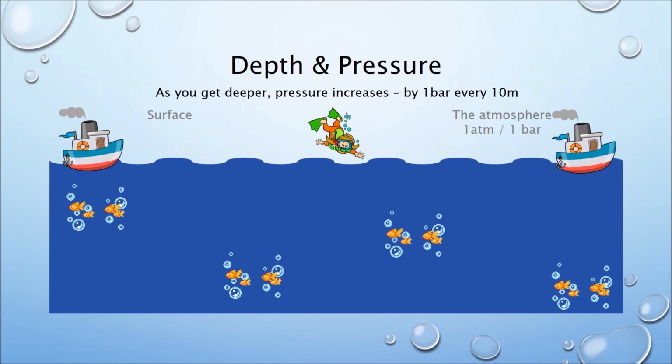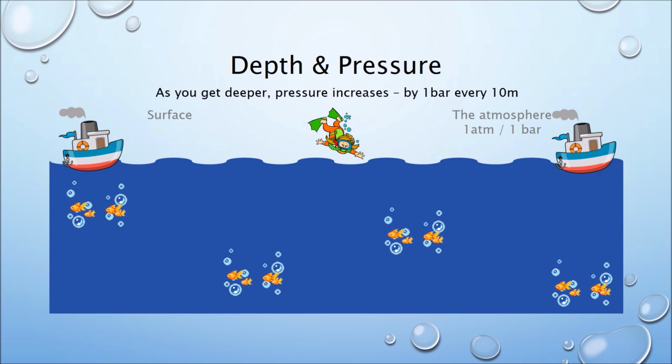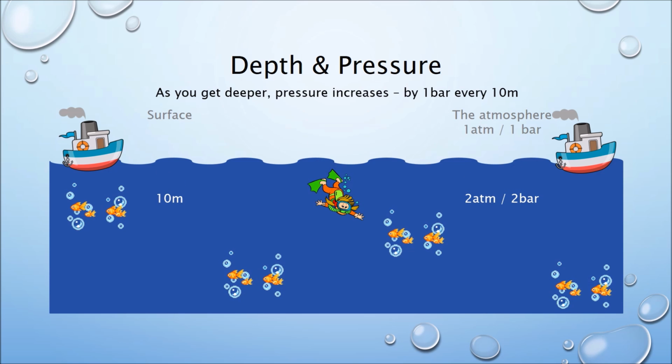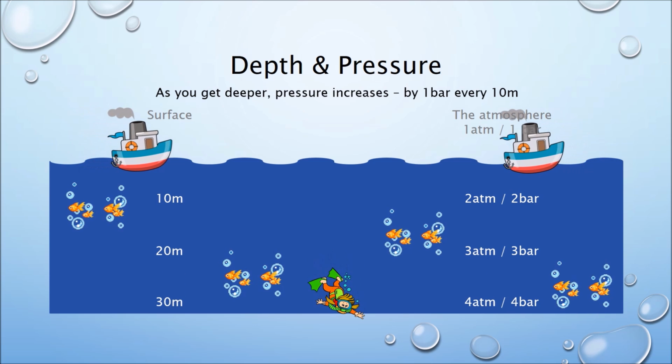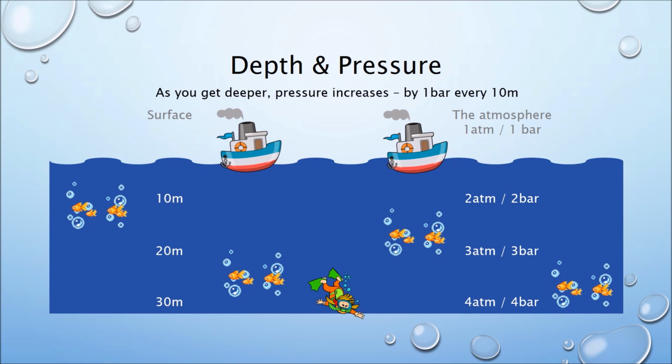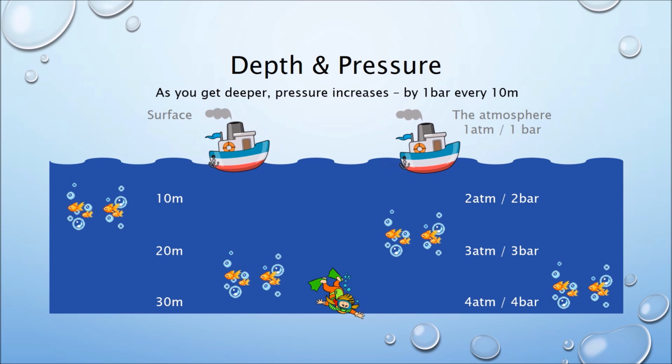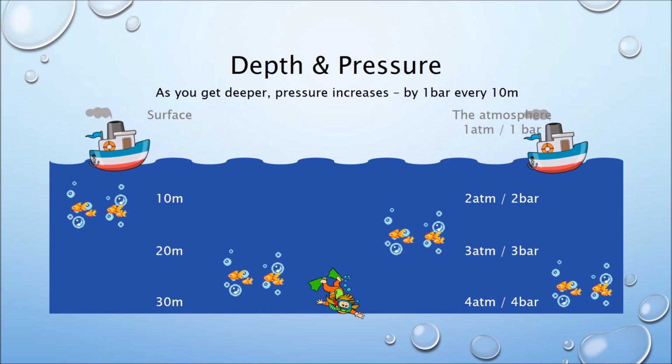I want to start just with a quick reminder of depth and pressure and how it all works. At the surface we've got one atmosphere, which is one atmospheric pressure that we also call 1 bar. As you get deeper, the pressure increases by 1 bar every 10 meters. So when we're down at 20 meters, it's 3 atmospheres, and when we're down at 30 meters, it's 4 atmospheres. So nice and simple like that. But it's quite important as a concept for what we're going to move on to.